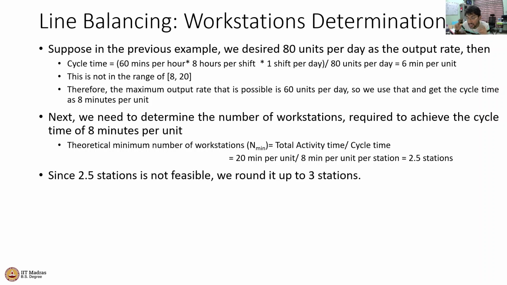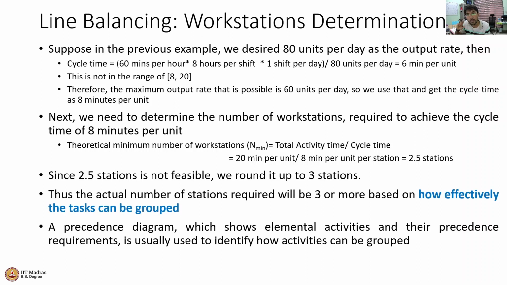But the term says theoretical minimum. So in theory I need 2.5, but practically 0.5 station is not possible. So I need to round it up to 3 stations. So the minimum number of workstations that I need is 3. I have to explain why it is called the theoretical minimum. It is minimum because I need 3 or more, and the more would come into the picture based on how efficiently I can group the tasks.